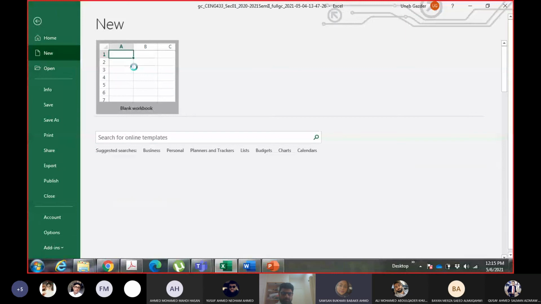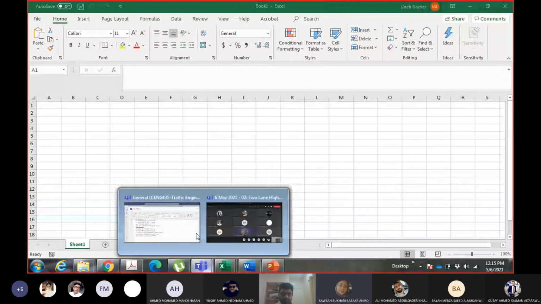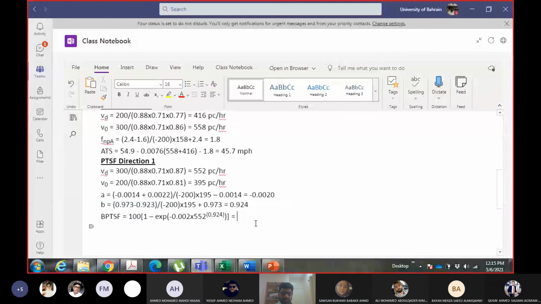Doctor, we take the equation after exponential as a vector. Sorry. Minus 0.002, with the sign. So first of all, 552 to the power this, then multiply by minus 0.002, then the answer to the power exponent, and then 1 minus that thing, and then into 100.